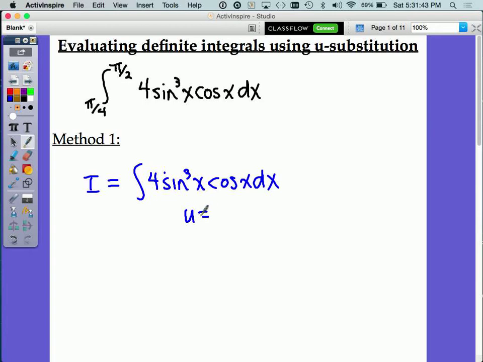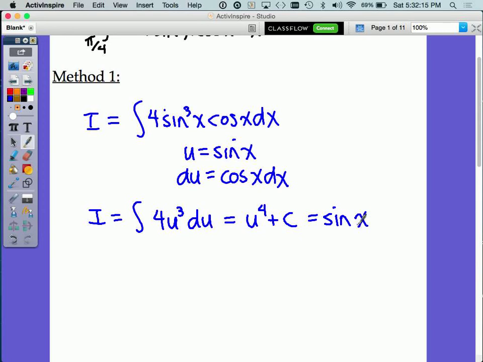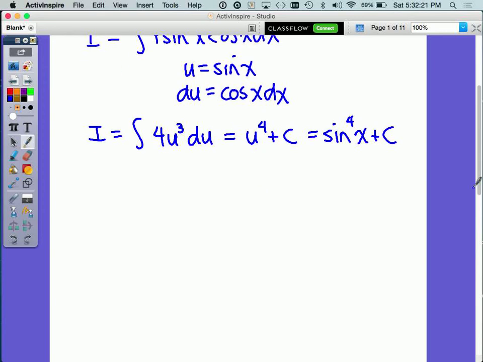So here, of course, we can let u equal sine x, which is going to make du equal cosine x dx. And my indefinite integral now becomes the integral of 4u cubed du. And that, of course, is just u to the 4th plus c. And I substitute back in for u my sine x, and I've got sine x to the 4th power plus c.